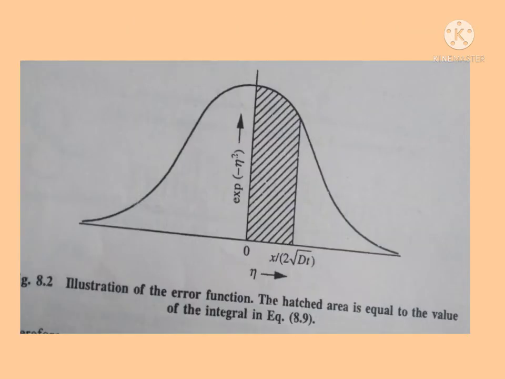In the figure, exp(-η²) is plotted against η. The area under the curve from η = 0 to x/(2√(Dt)) is the value of the integral. The value of the error function of infinity is 1 and the error function of minus infinity is -1, and also the value of the error function of 0 is 0. The error function arises due to an abrupt change in concentration at the interface of the diffusion element.